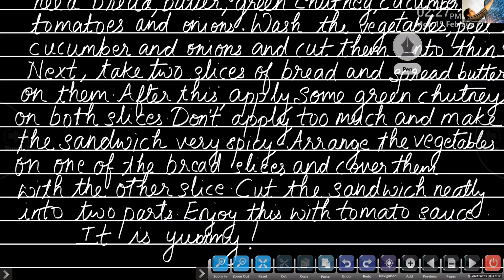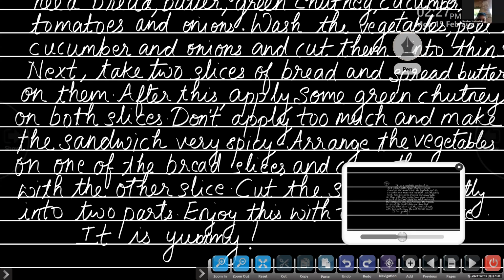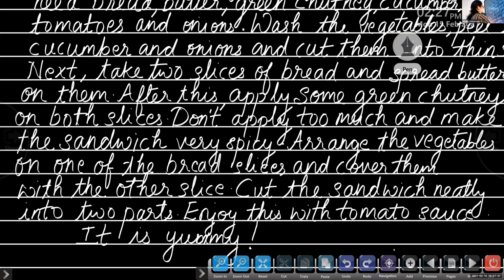Maybe it depends on the way you have kept your screen. So what we have written is a vegetable sandwich. We need bread, butter, green chutney, cucumber, tomatoes and onions. Ma'am, wash the vegetables. Wait. I cannot see the half of it.